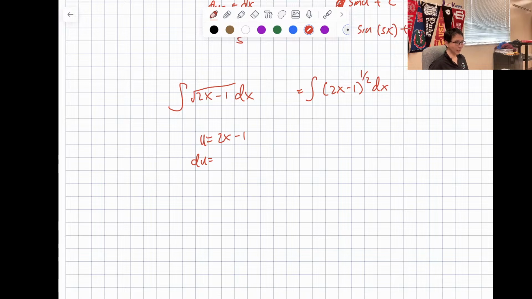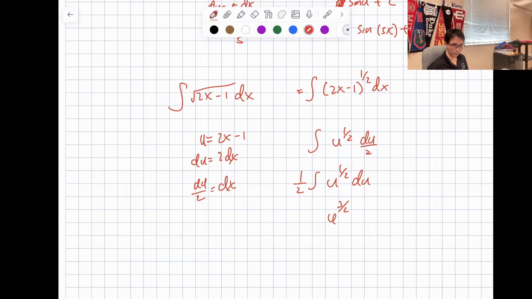Yeah. Okay, 2 dx here. So du over 2 equals dx. So that's going to be integration of u to the 1/2, then du over 2. Do you realize I converted everything in terms of u? Now I can also take out the 1/2. u to the 1/2 du, and then it's going to be u to the 3 over 2, or 2 over 3 times 1/2. Then 2 cancels out, so it'll be 1/3 of 2x minus 1 to the 3/2 plus c.